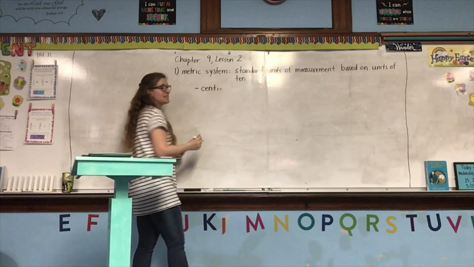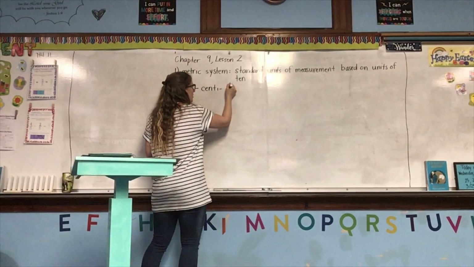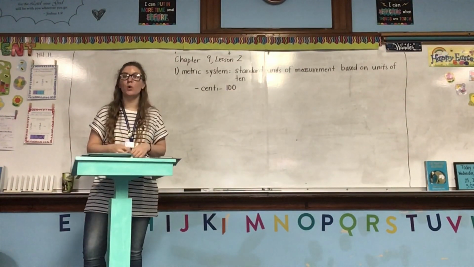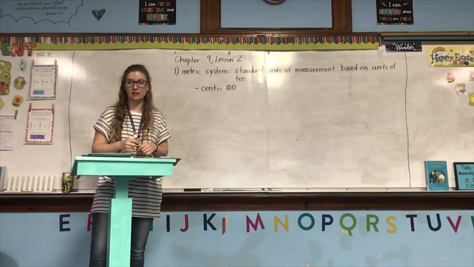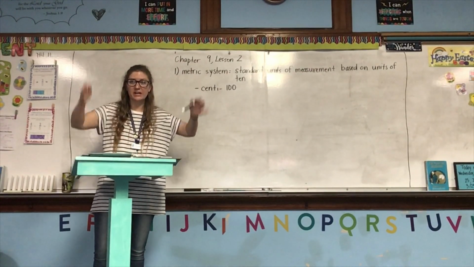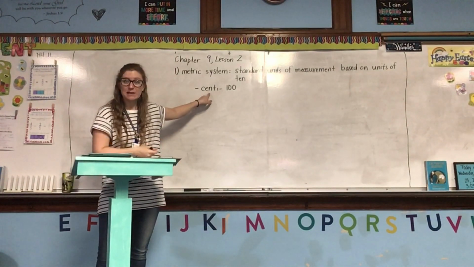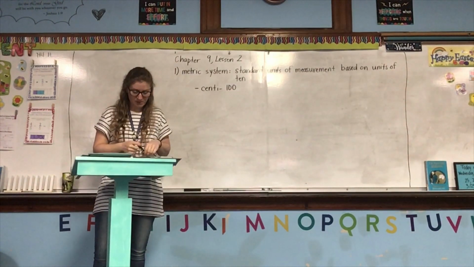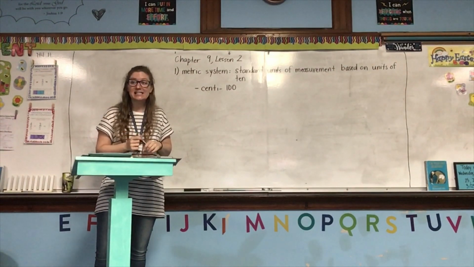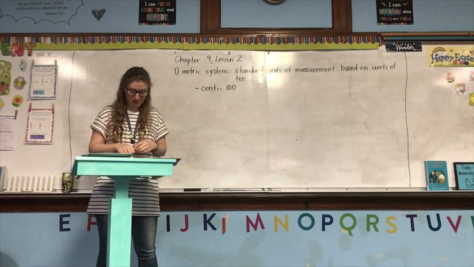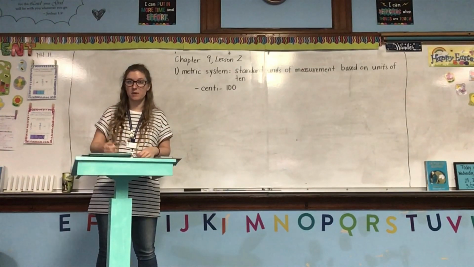The prefix centi usually means 100. So that means a centimeter is 1/100th of a meter. That means if you take that meter and you break it into 100 little pieces, 1 centimeter will be one of those 100 pieces. A decimeter is the same as 10 centimeters, or 1/10 of a meter.